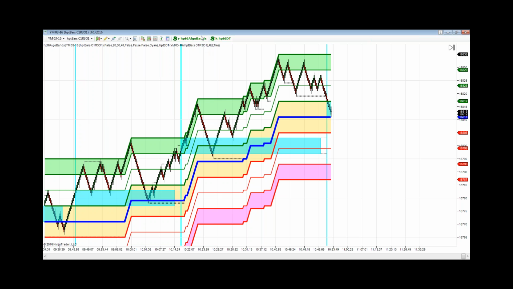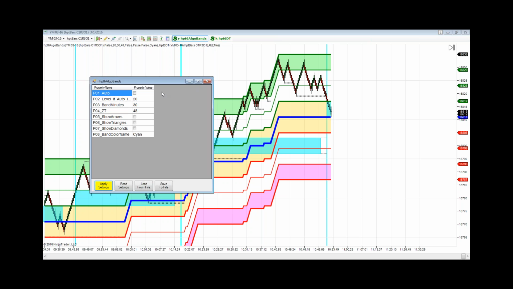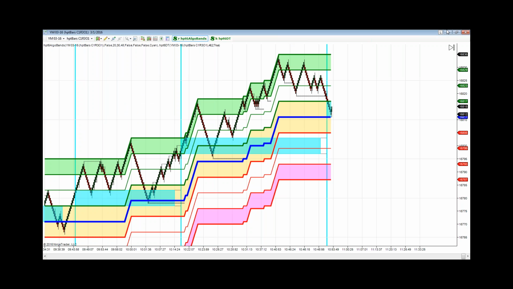But on the YM, what I have found that works well with this approach is a manual setting of 20. I like to set my band minutes at 15 for the first 30 minutes of the pit open and go an additional 15 minutes longer like we did today because we had a major report at 7 a.m. And then I like to extend the band minutes to 30 because I want to slow things down. So that's YM.